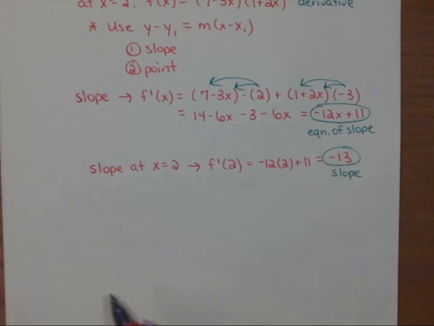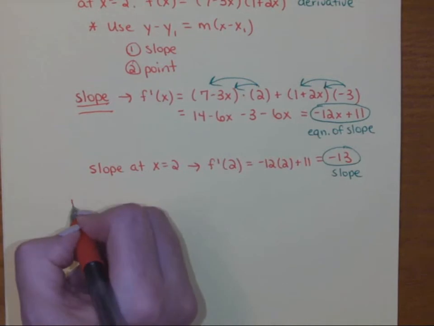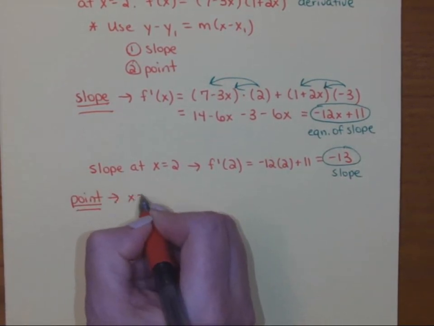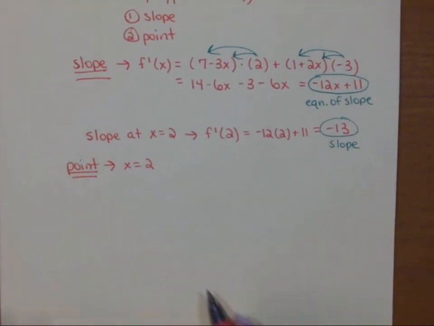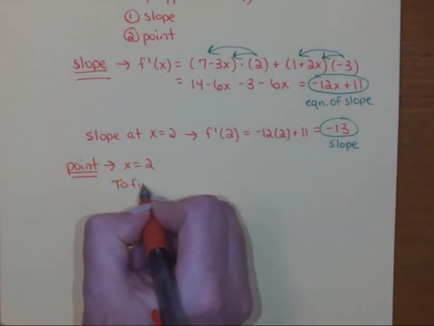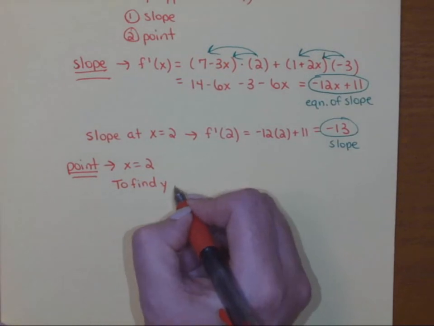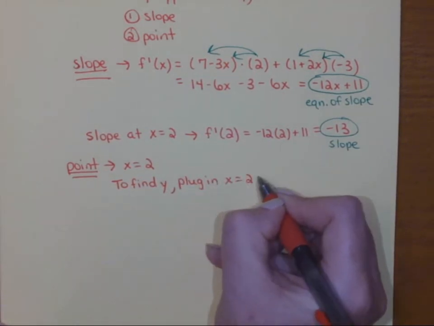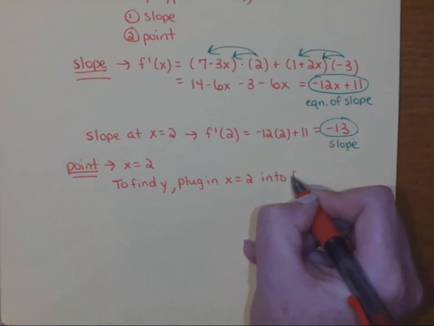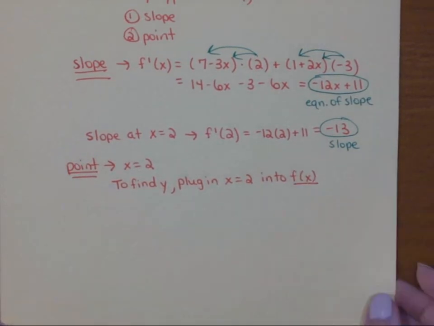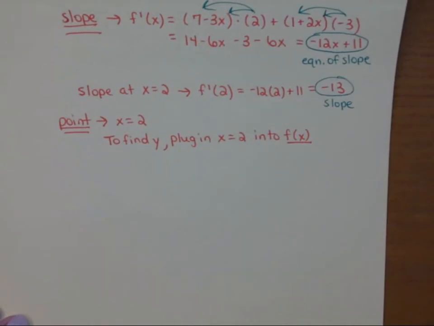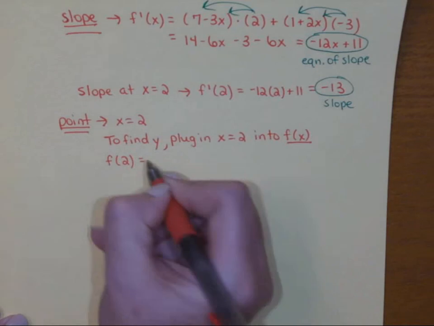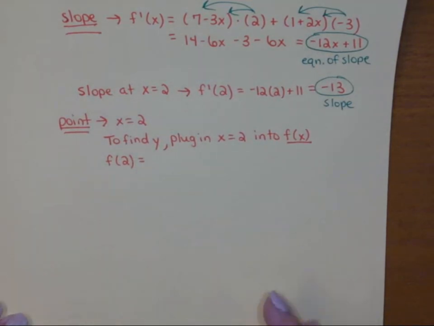Okay, but I still need to find, so we found the slope, right? So now we need to find the point. And we already have half of the point. We know that x is 2. So to find y, we need to plug in 2. You always find y by plugging it into the original function. So if I want to know the y when x is 2, I just need to plug it into the original function. So f of 2.